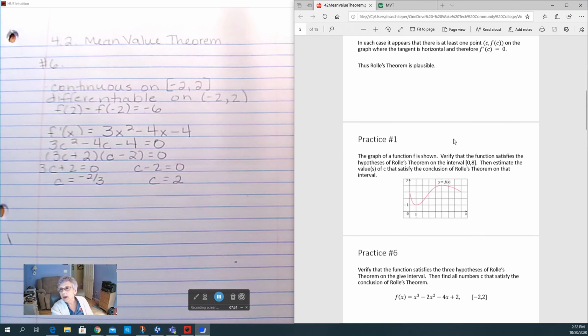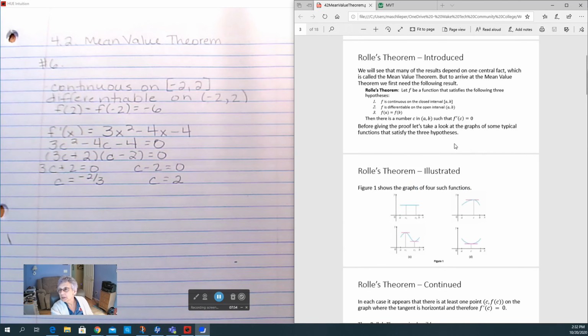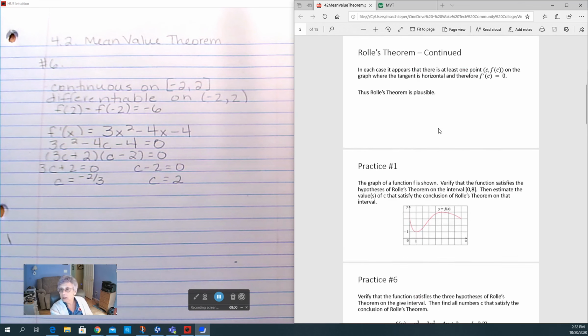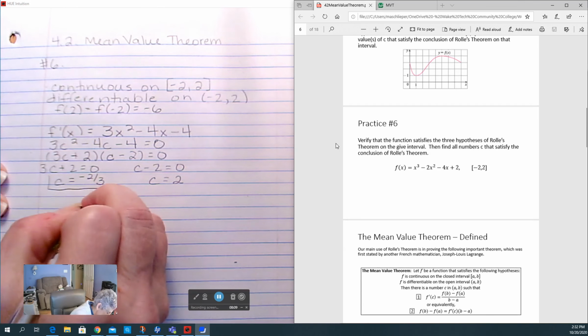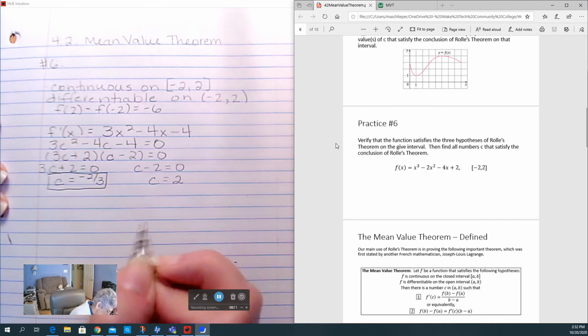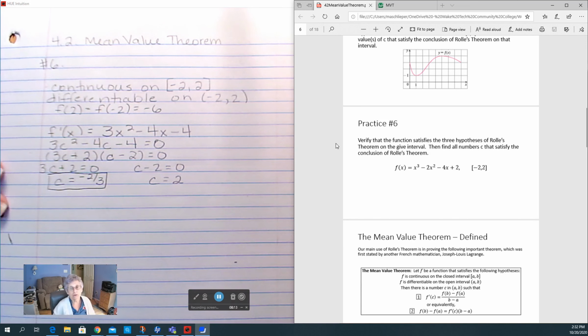So let's look back at Rolle's theorem. It says that there is a number in that open interval between A and B. So we want the C that is in the open interval between -2 and 2. So I choose you, Pikachu. I choose -2/3.